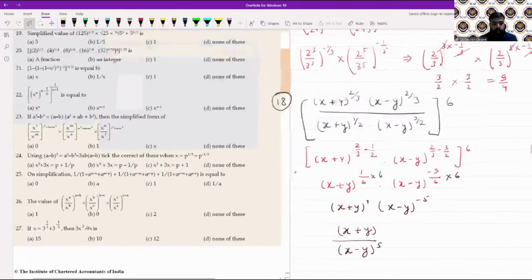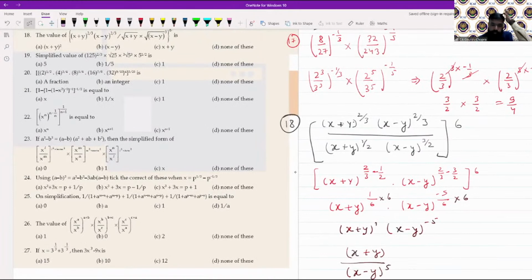So let's see which option is available with us. So none of the options is available. So option number D we can tick. None of these.